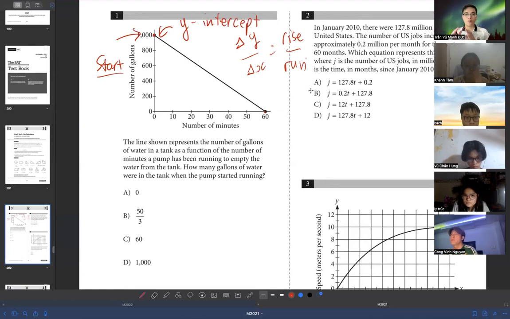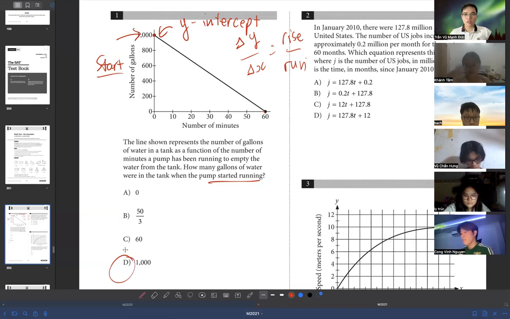All right. So when they ask for when the pump started running, we can very quickly assume that this is asking for the y-intercept. So it's a starting point and it's 1000. Obviously, this is not difficult, but it adds up, it's cumulative, and it will cost a lot of time if you don't know what to find already.